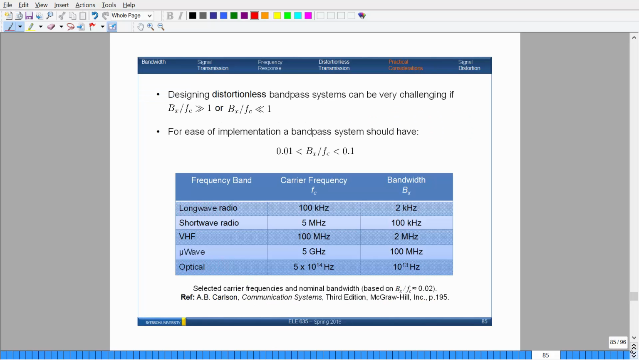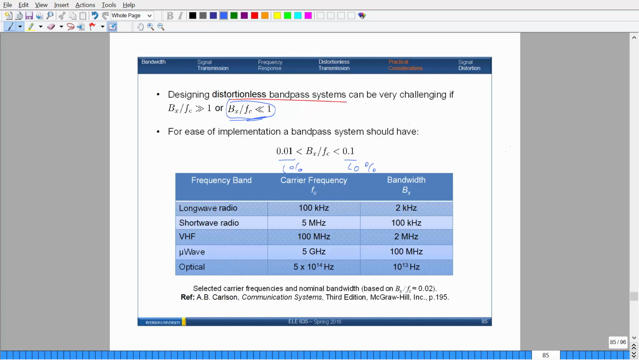Okay, so designing distortionless bandpass systems can be very challenging. This is the case that we have here, where the bandwidth is very small, or it can be the case where it's very large. That has happened in the past. Usually the bandwidth can be bigger than the actual frequency itself, but it's very rare. Usually this is the situation we look at. So usually what people do is they try to restrict this ratio so that it lies between 0.01 and 0.10, or 1 to 10%, as we talked about before.